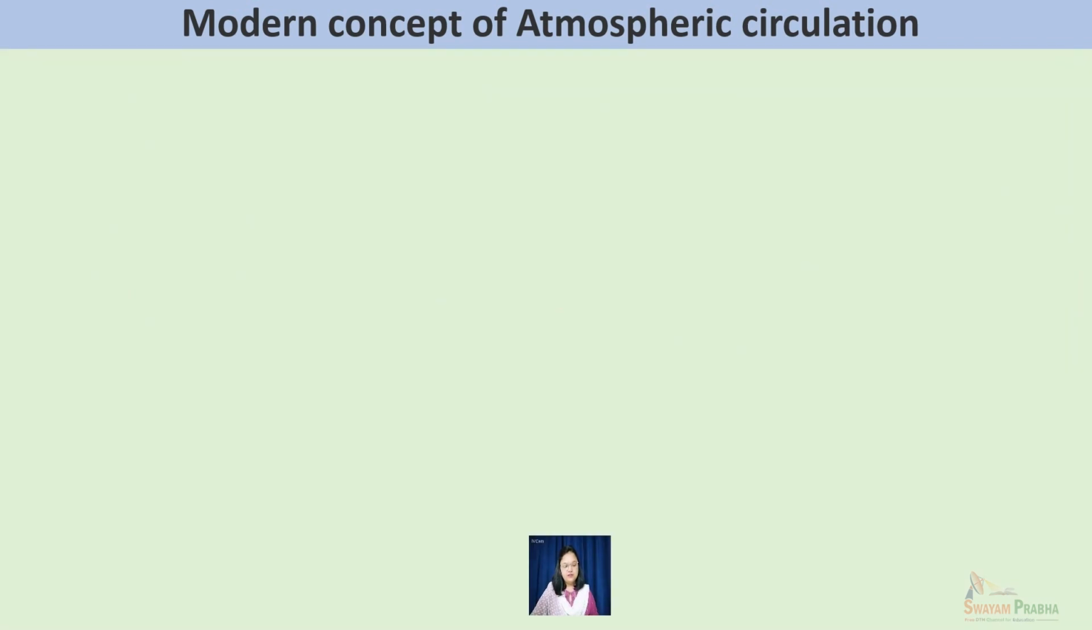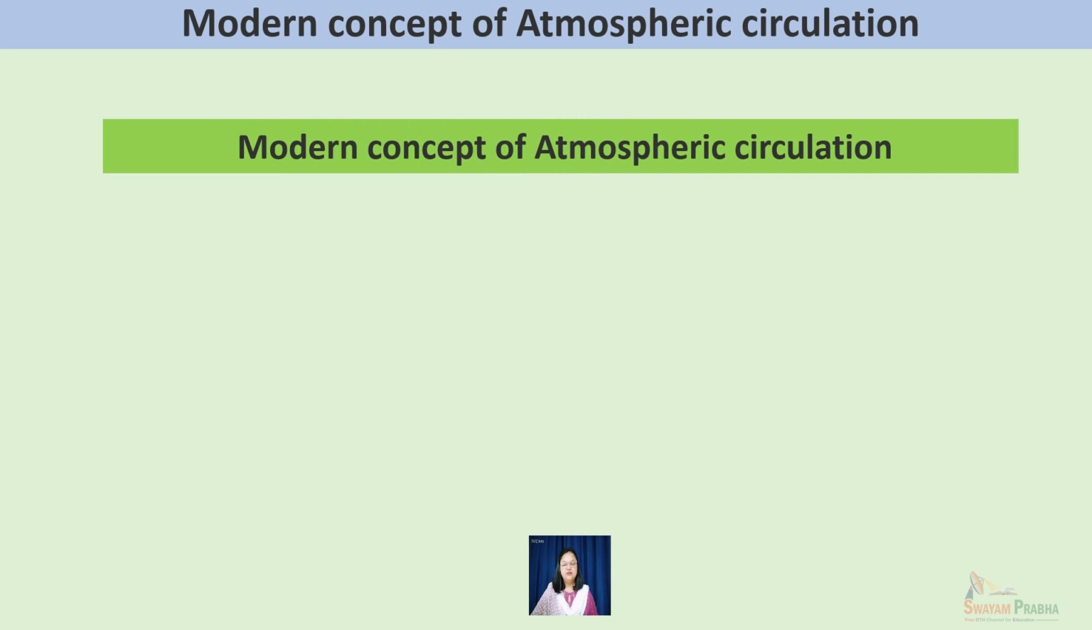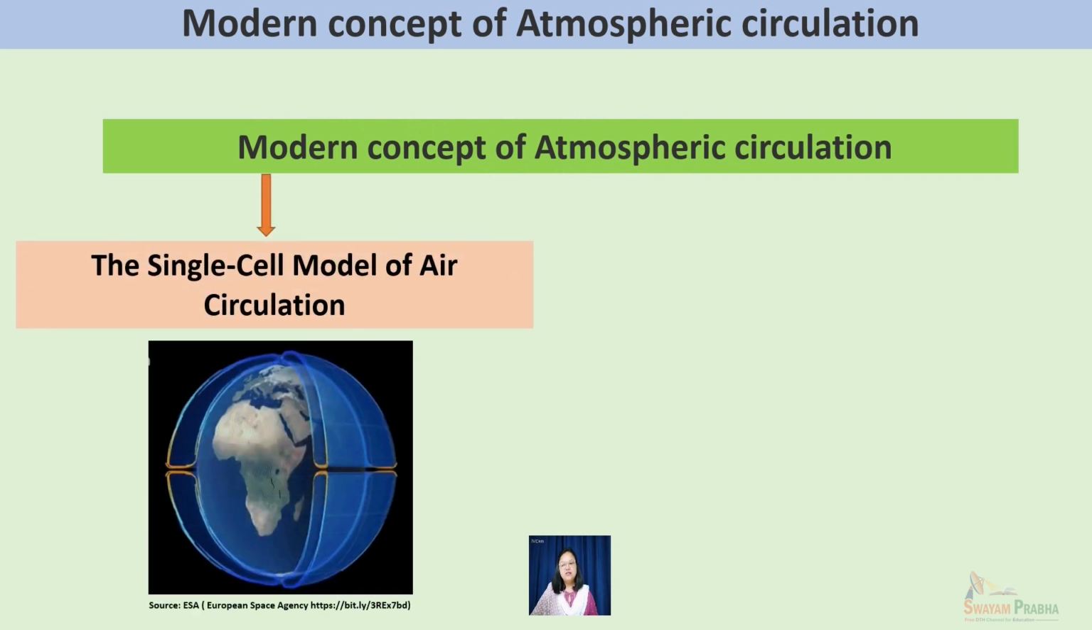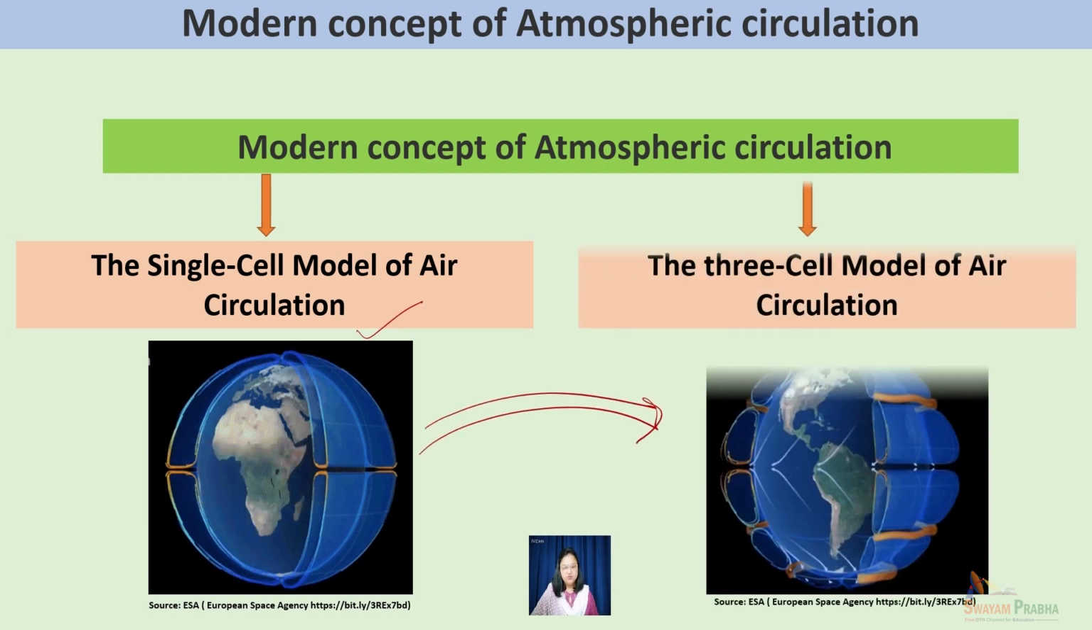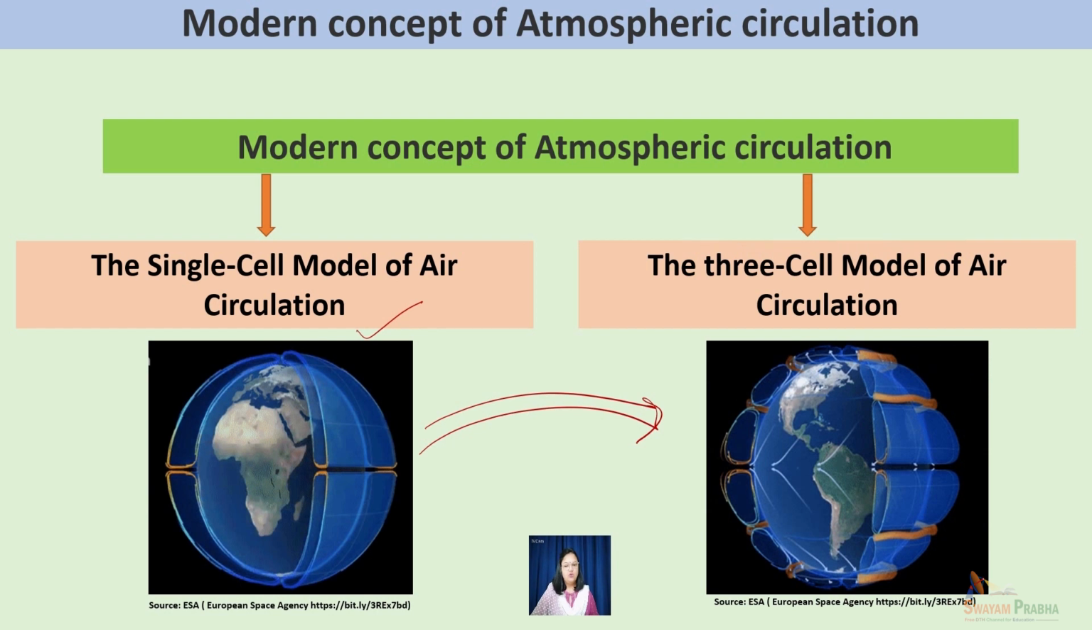Under the modern concept of atmospheric circulation, based on the initial information and knowledge of the Earth's surface, the single cell model of air circulation was proposed, which later on developed into the three-cell model of air circulation or tricellular meridional circulation model of the air circulation in the atmosphere. So let's see what are both these models.